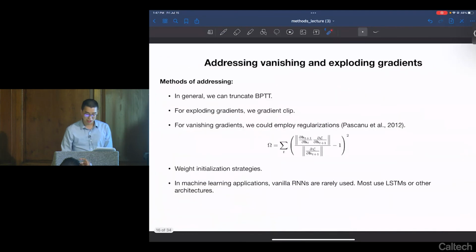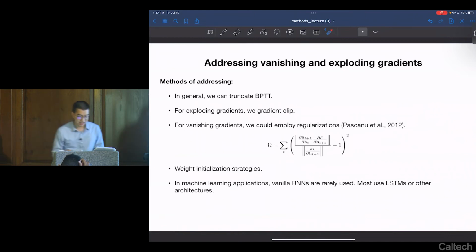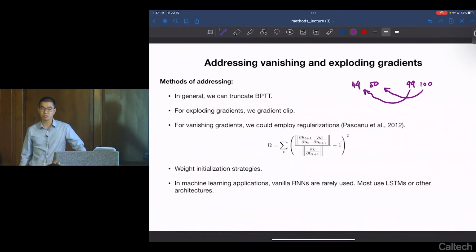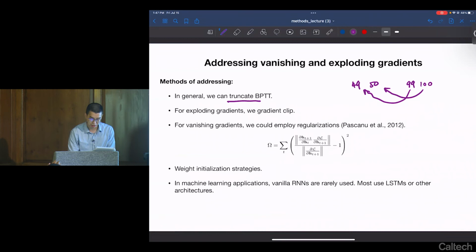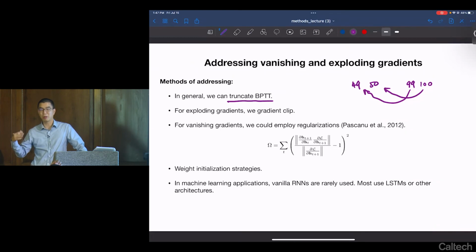Okay, so in general, how do we address this for vanilla RNNs? In general, we can truncate backpropagation through time. So if we can't go back 100 time steps, but we could go back 50 time steps, then I might just limit the backpropagation from time 100 back to time 50. And then time 99 only goes back to time 49. And then after that, I don't compute any more gradients. And so that's truncated backpropagation through time. And if you had exploding gradients, it would cause your gradients to not explode, and you might be able to do some learning.